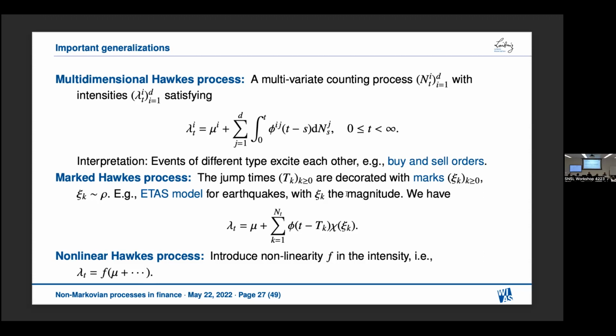You can also model this with space, because in earthquakes the aftershocks also depend on the neighborhood. Yes, you're absolutely right, and actually this is also done, so that you have an additional space component. I'm not sure now, but it may be that the actual ETAS model has that. So maybe I'm lying here.